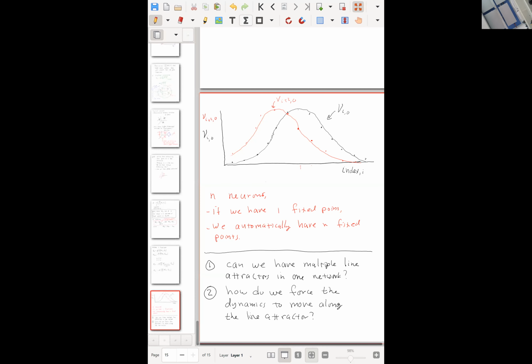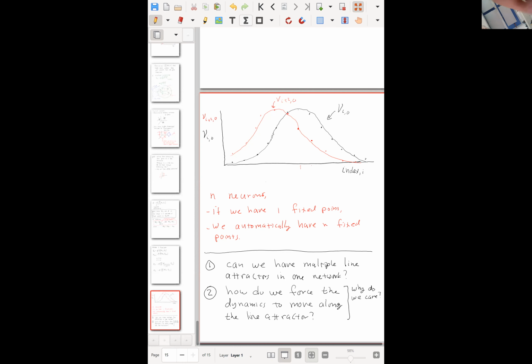Okay, so what I want to do right now is tell you why these questions are interesting. Why do we care? Number one is obvious, right? It'd be great to be able to store lots of analog variables in our brain. Number two is less obvious. Why would we want to actually move along the line attractor? Aren't we just remembering things?